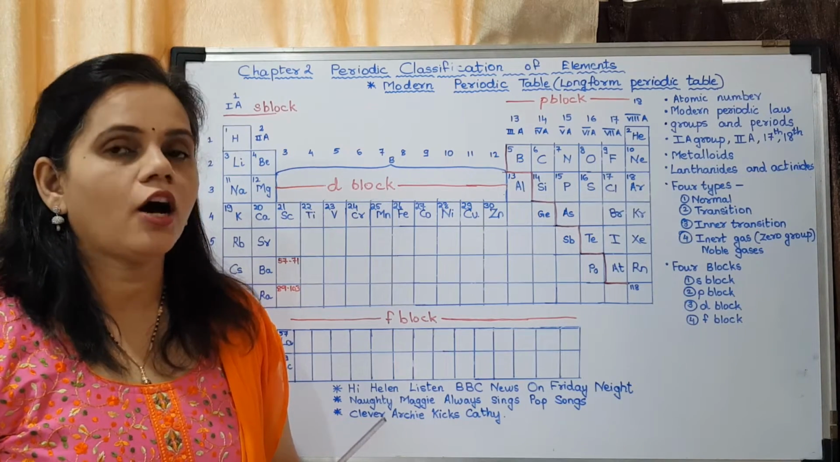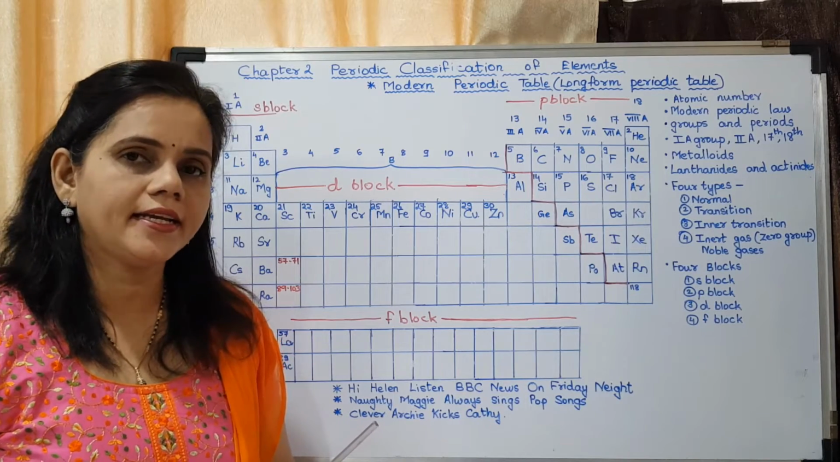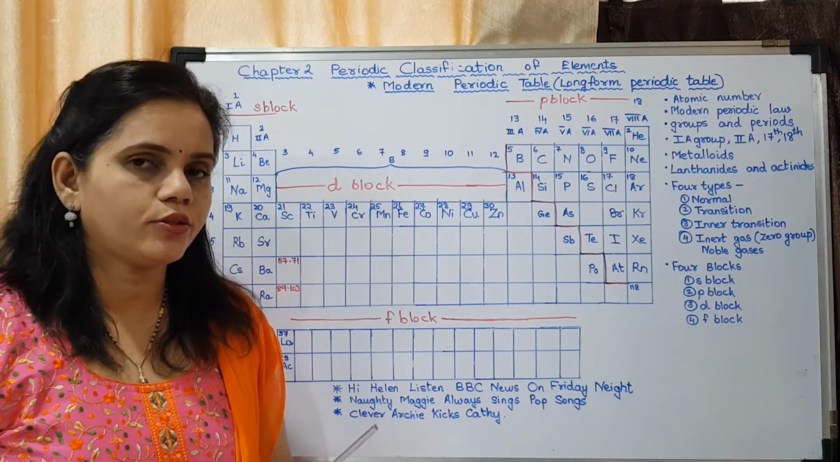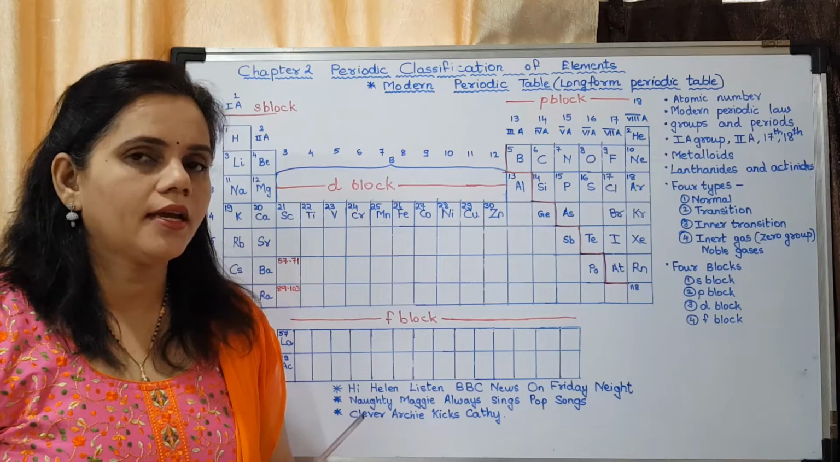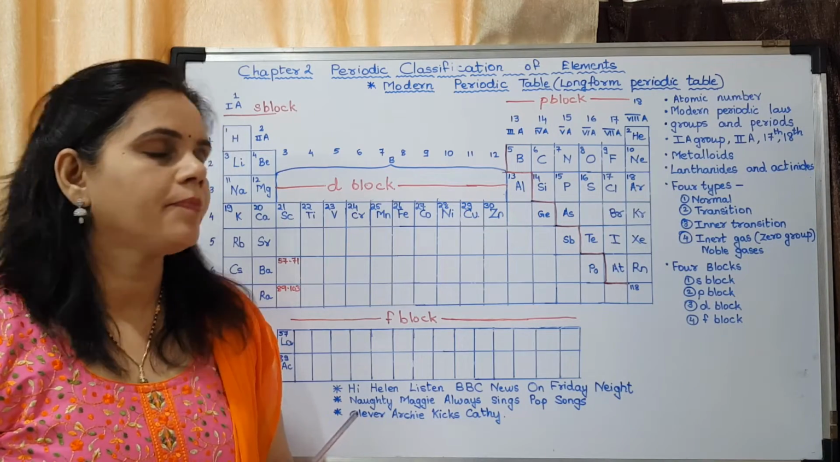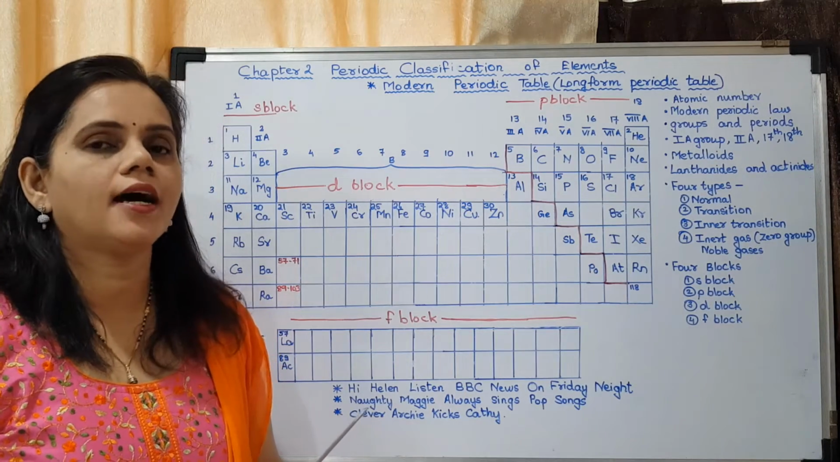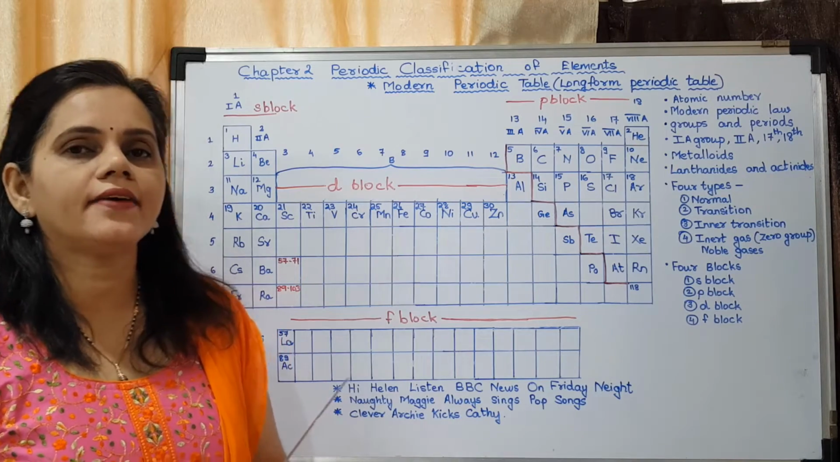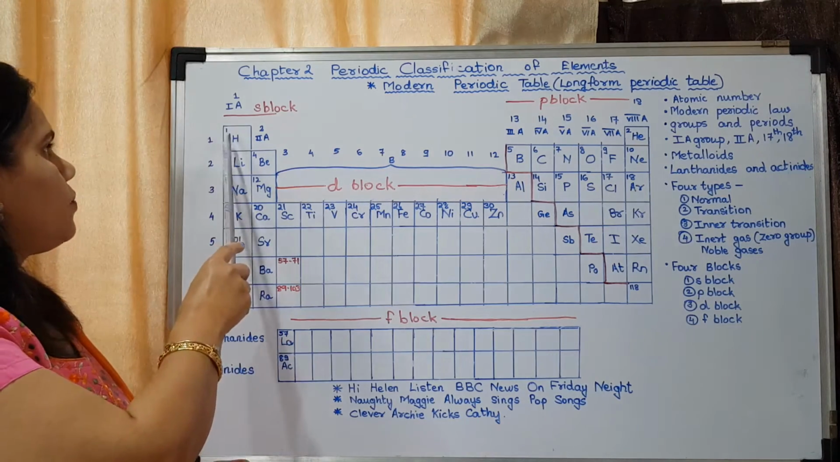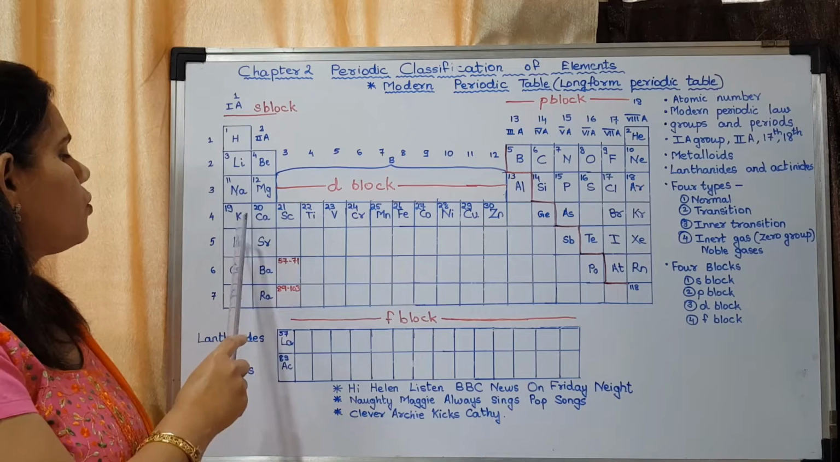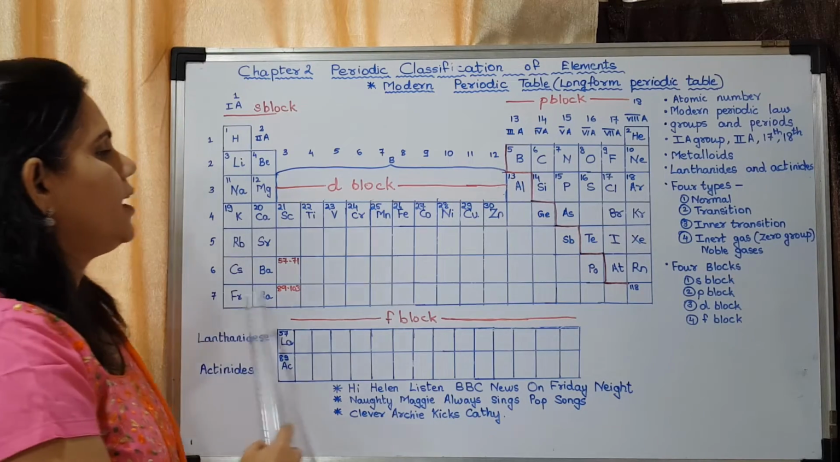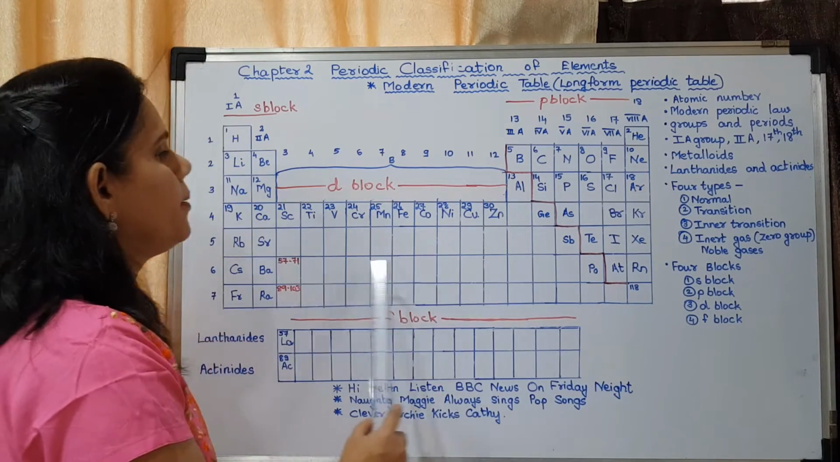So how many groups are there? There are 18 groups, which are divided into two subgroups, A and B. Now the second is about periods. How many periods are there? There are 7 periods. You may see 1, 2, 3, 4, 5, 6, 7. Like this, they are called periods.